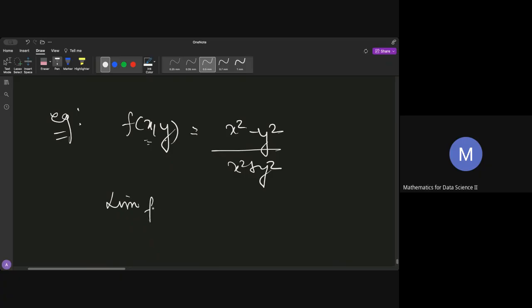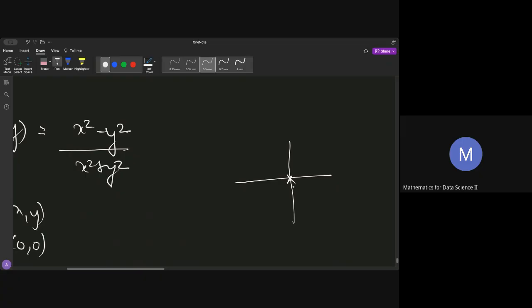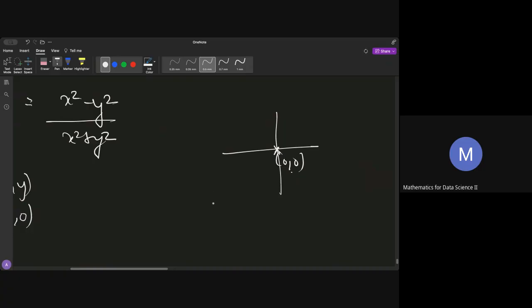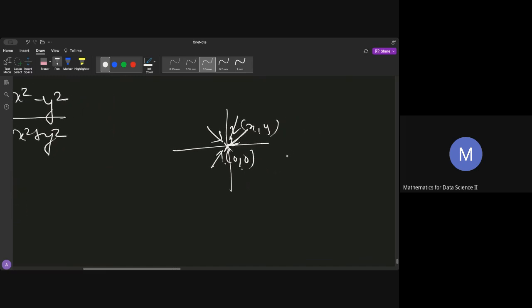Let's say I want to find the limit of f(x,y) when (x,y) tends to (0,0). That means this is in R², your (0,0) is here. What are we trying to do? We're trying to figure out, when your pair (x,y) keeps coming close to (0,0), it can come close from this direction, from this direction, from any direction. If I approach (0,0), where will my f(x,y) go? That's what we have to find.